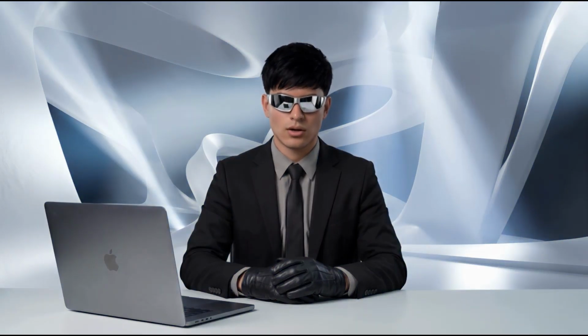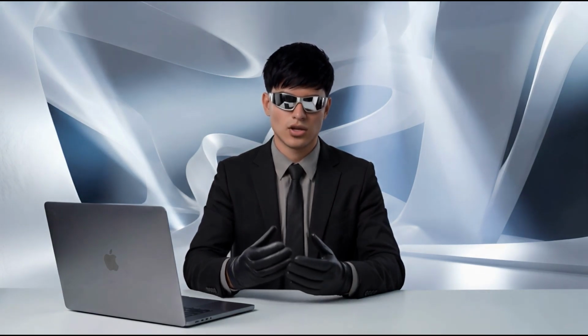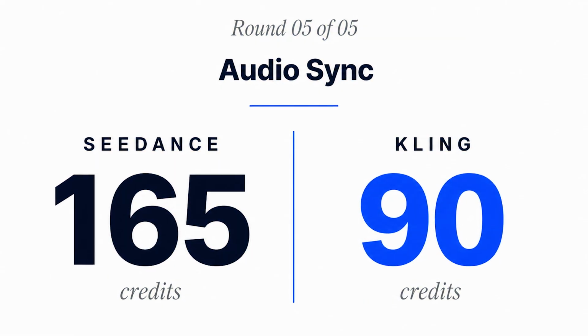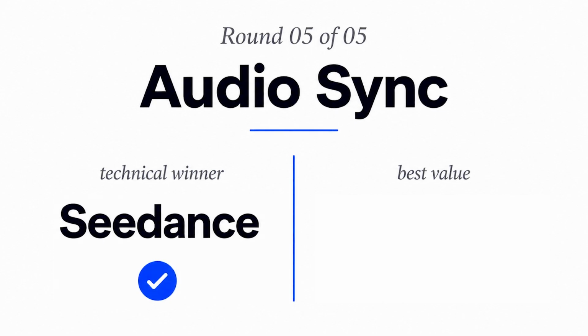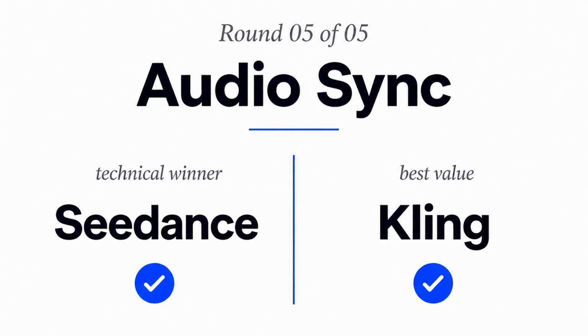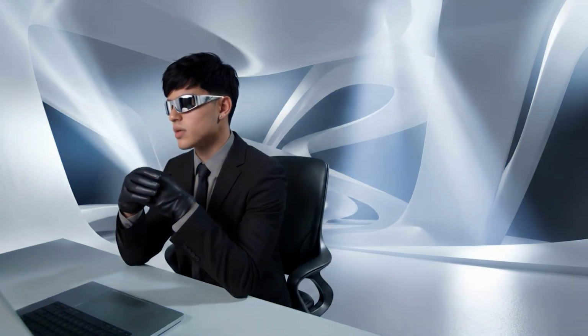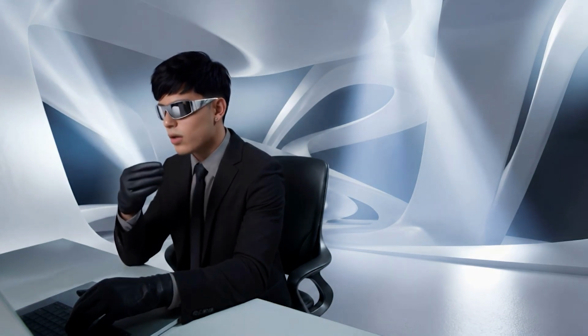This one is tricky. Both models do a good job at the start. Seedance keeps the sync and prompt consistency slightly better across the full sequence. Kling drifts a little more as the scene continues, but honestly, it stays close enough to be usable for most creator workflows. Seedance, 165 credits. Kling, 90. Technical winner, Seedance. Best value, Kling. Seedance is more precise, but Kling gets close enough for almost half the cost. Most social content, quick experiments, creator videos. Kling gives you the better price to quality ratio.